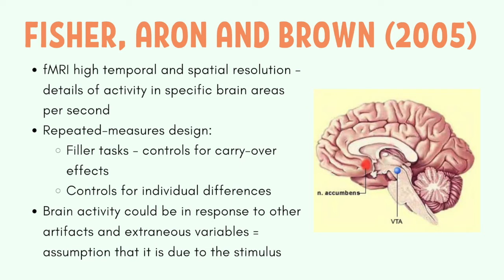By using this repeated measures design, the researcher also controls for individual differences in brain activity, as it is measuring activity of the same person when exposed to both a romantic partner and an acquaintance. The drawback, on the other hand, is that the changes could be in response to other extraneous variables or even artifacts, such as excitement or anxiety of being a part of the experiment, and so on, which would have easily influenced the brain activity of the participants.